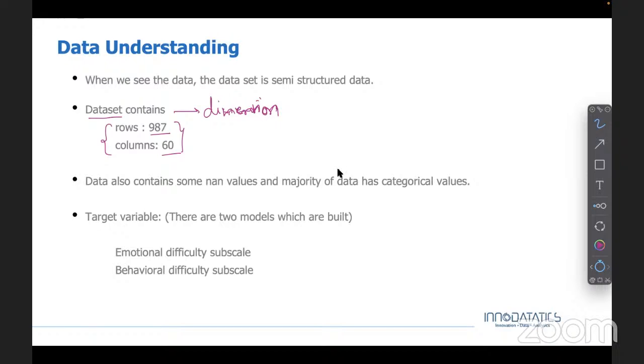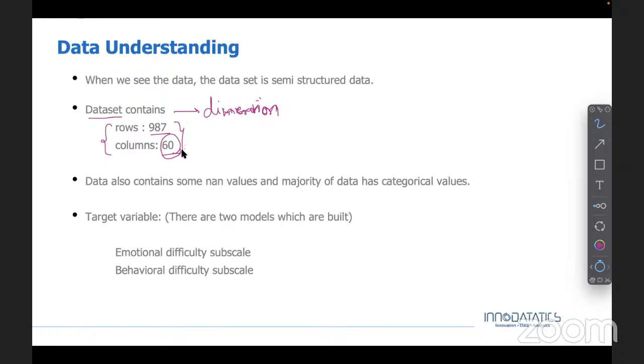Okay, that aside, there were 987 rows. That means 987 responses. And they all responded to 60 different questions. Certain questions had sub-questions. So overall put together, there were 60 questions, including the main question and the sub-questions.